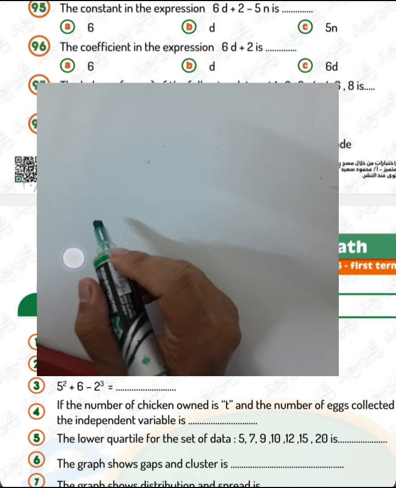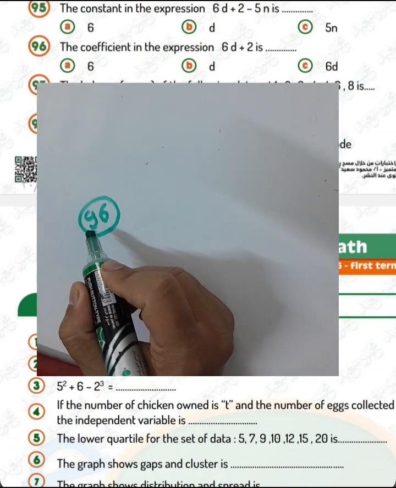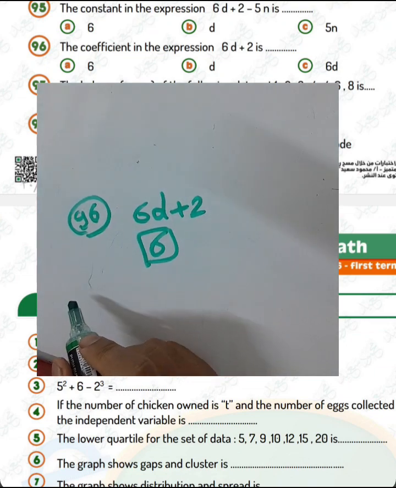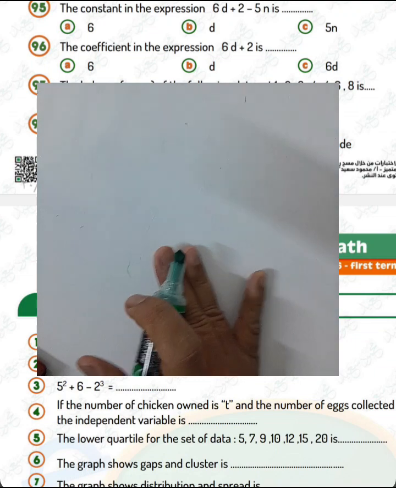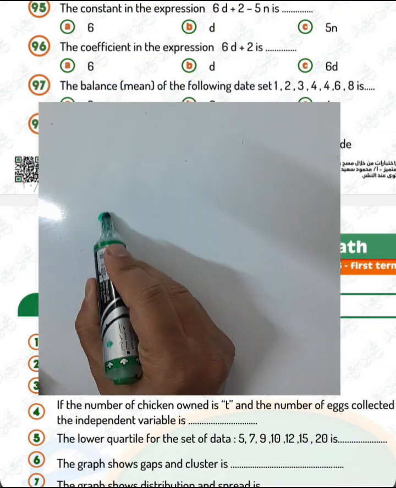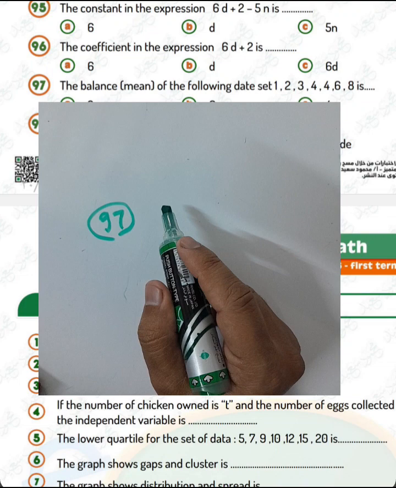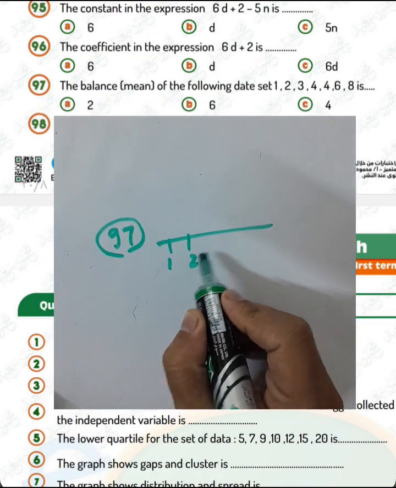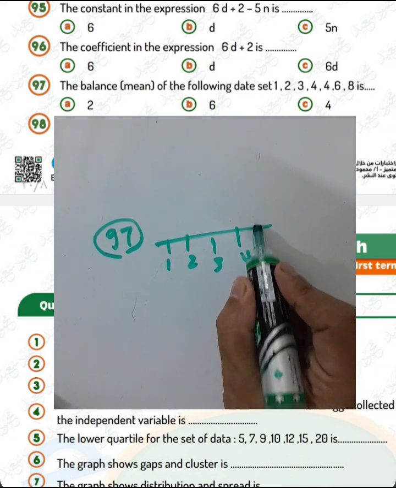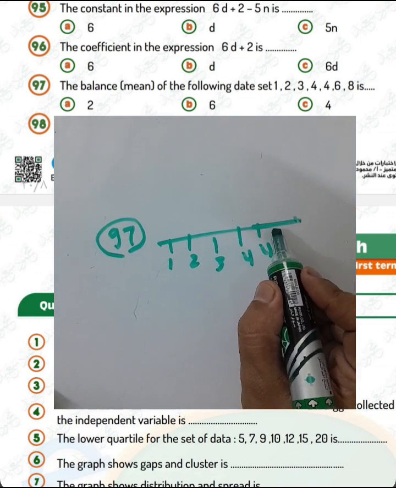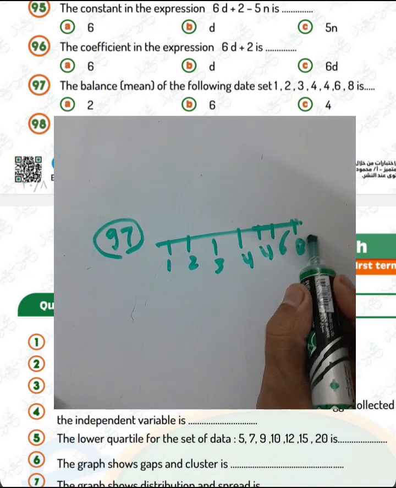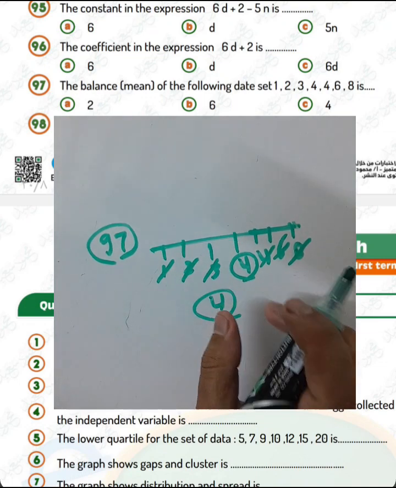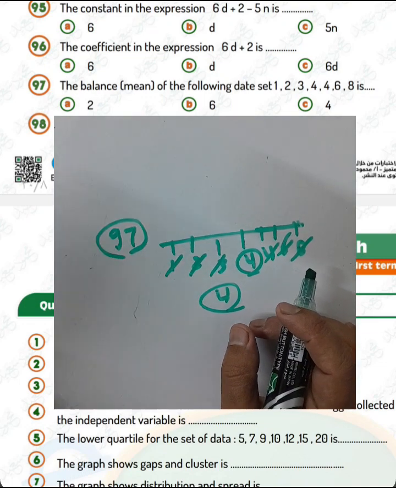Question 96. The coefficient in the expression 6d plus 2 will be 6. It's the coefficient. Question 97. The balance means the mean of the data here. We have 1, 2, 3, 4, 6, 8. The balance here will be 4, meaning the number that lies in the middle between them. Choose letter C, it's 4, okay?